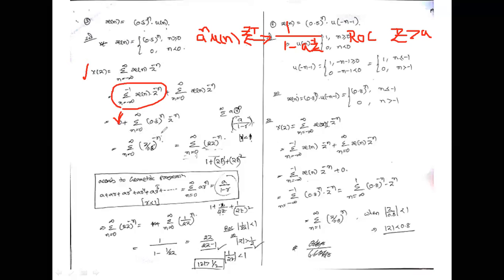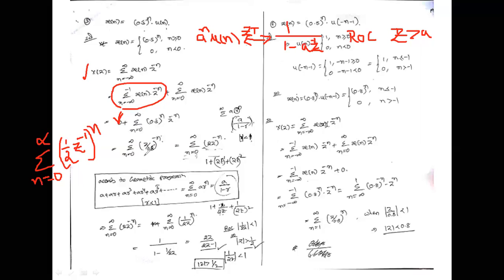Both you can keep together: 0.5 is nothing but 1 by 2. Inside you can keep that as z power minus 1, whole power n, as the sum of n equals 0 to infinity. This is the equation actually. We know the formula: the sum of n equals n1 to n2 of a power n is a power n1 minus a power n2 plus 1, by 1 minus a, and a is greater than 1.